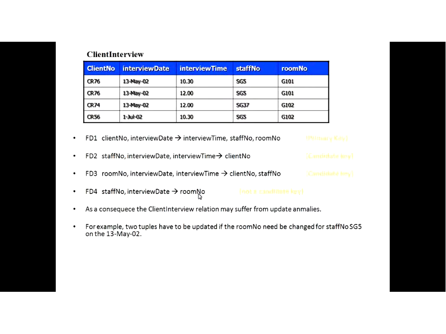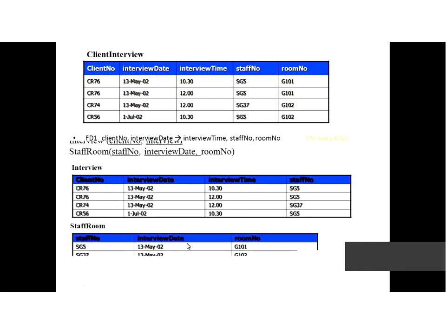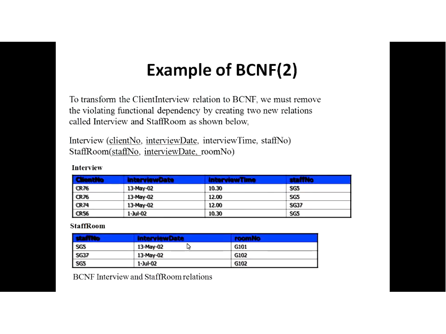This table suffers from updation anomaly because two tuples have to be updated if the room number needs to be changed for staff number SD5. So if you have to change the room number for SD5, then you need to update two tuples. For example, if you are talking about 13th May only, then you need to update the room number for the first and second row. So this is the updation anomaly.